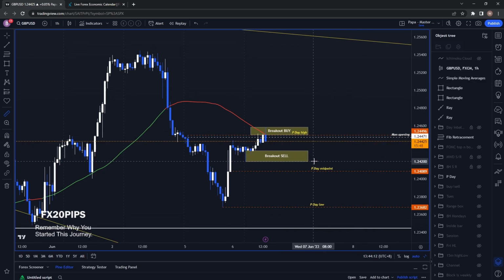So roughly from here to here is about 12 pips. It's pretty huge, isn't it? So you need to adjust it. Make it as small as possible. Maybe 3, 4, 5 pips.